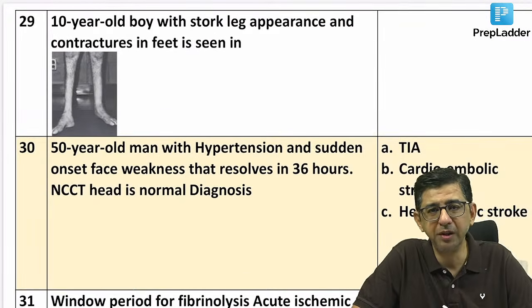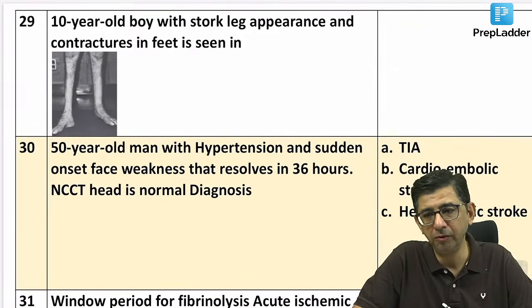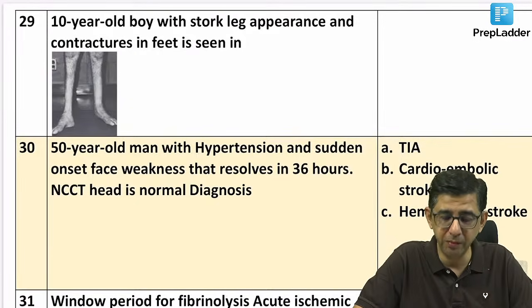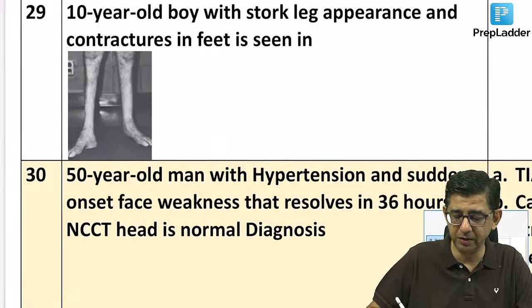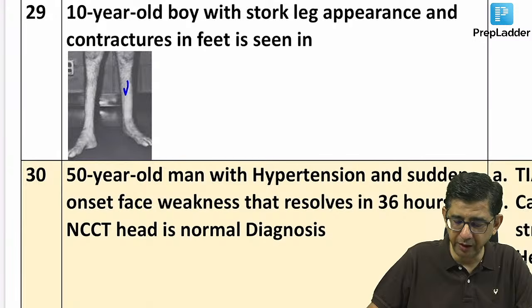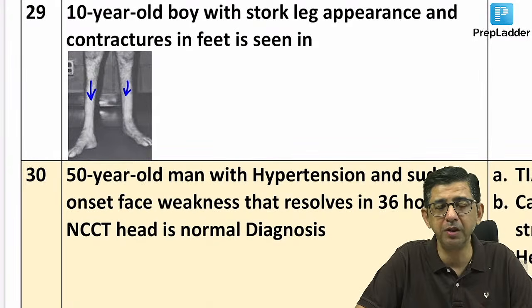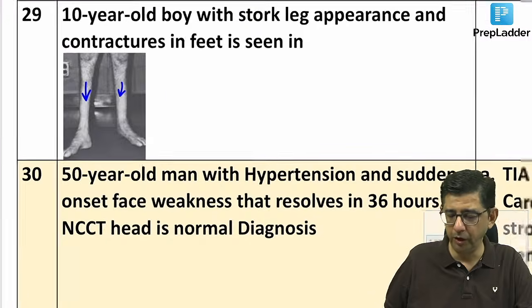This is again a twisted question that came in one of the last-to-last FMG exams. This time it is a boy. He has very thin legs. You can see there is no calf muscle bulk, it's a stork-like appearance. There are contractures in the foot of the patient. So this is a hereditary neuropathy.